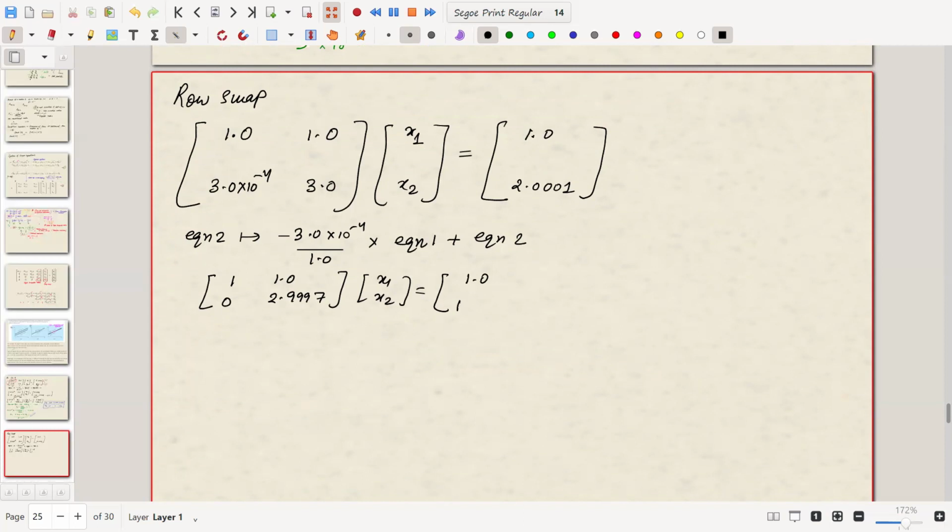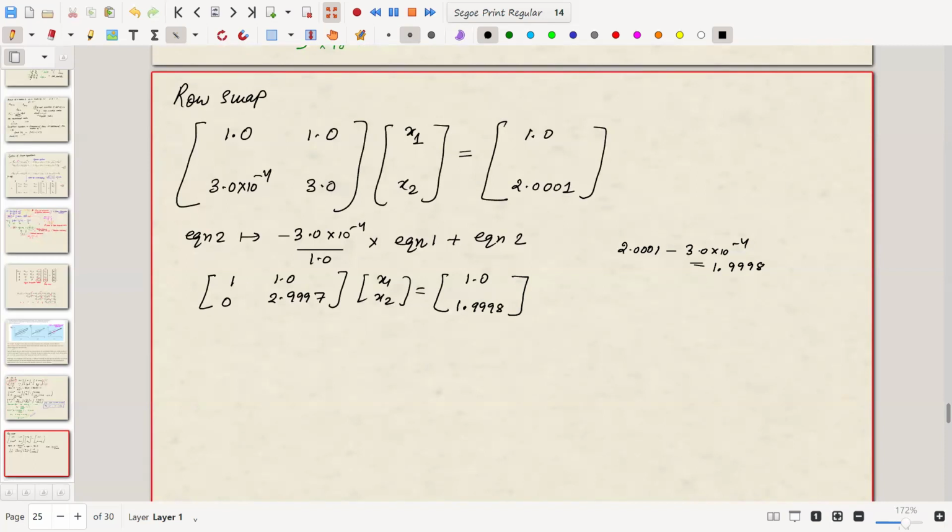Can you tell me what we should get here? The thing is, equation 1. So what is the value of 2.001 minus 3.0 into 10 to the minus 4? It should be less than 2 point something. This one. Okay. Yes. Can you see that?